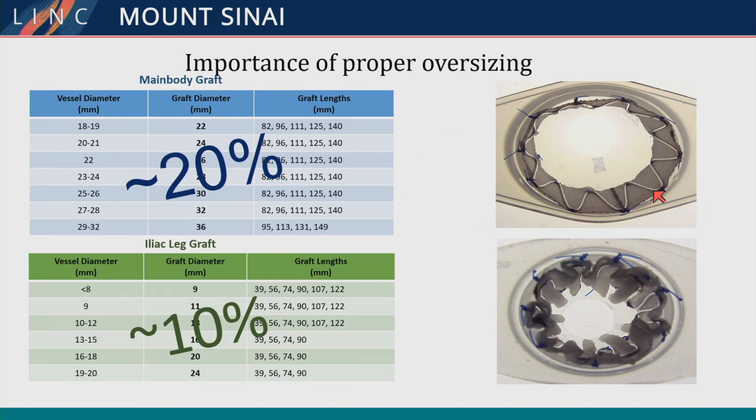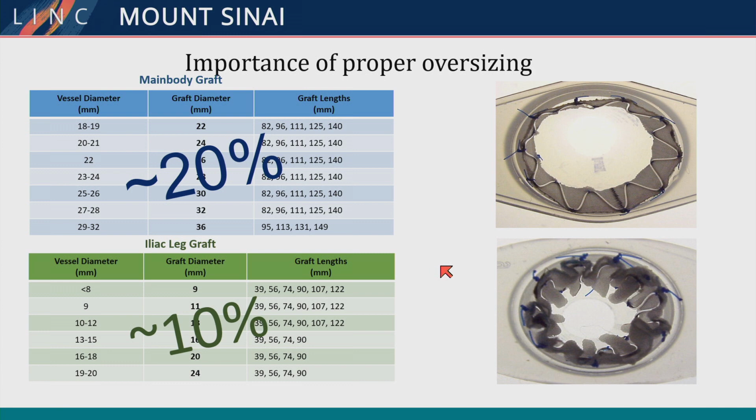And then oversizing. Too little is of course no good. If you look at this device, this is undersized, and you can see that there's a clear gap between the aortic wall and the stent graft. That's going to result in an endoleak. Or too much oversizing. That also is bad. You can get infolding of your graft, which also can cause an endoleak. So typically for the proximal aortic diameter, you want to oversize around 20%.